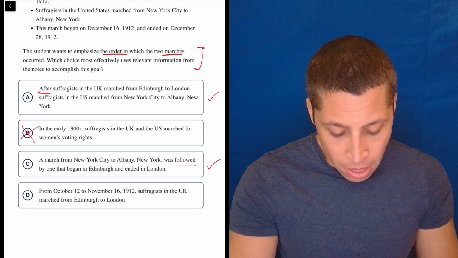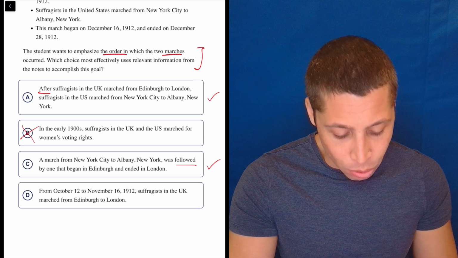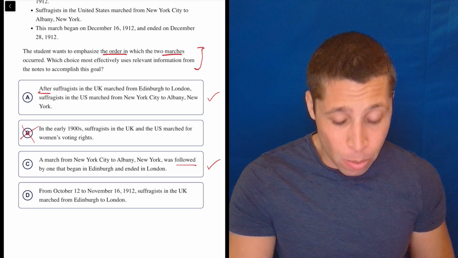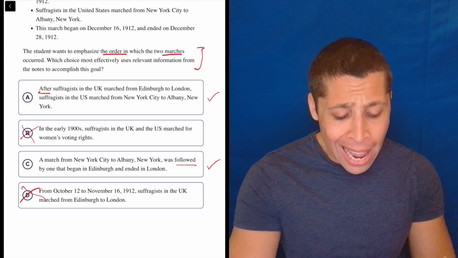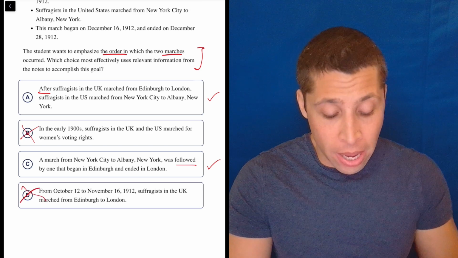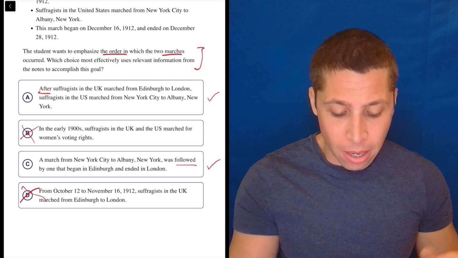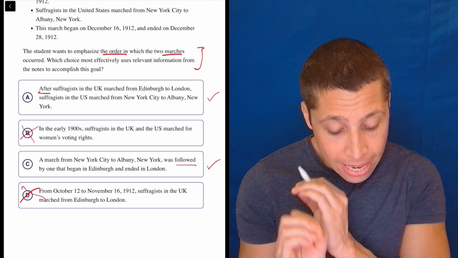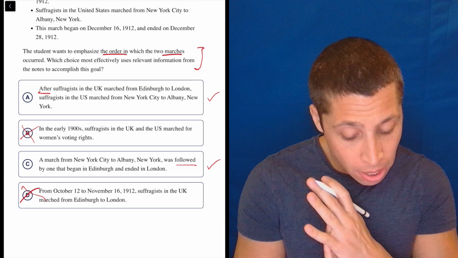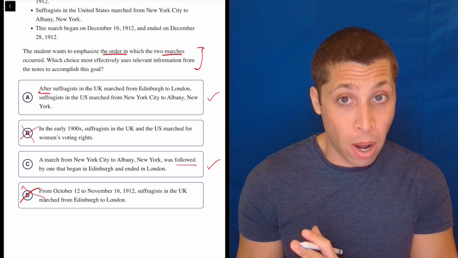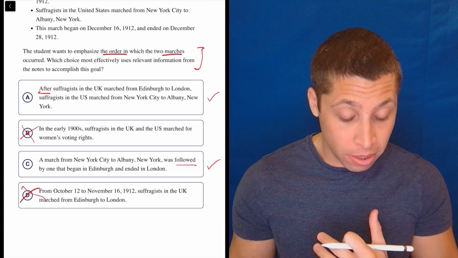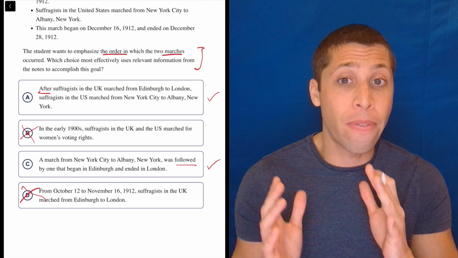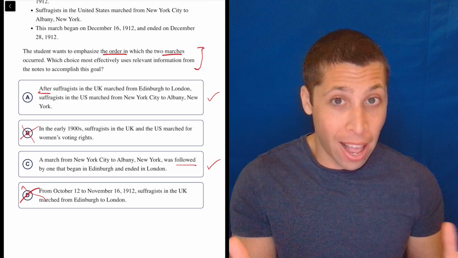Let's look at D. From October 12th to November 16th, 1912, suffragists in the UK marched from Edinburgh to London, but it doesn't say anything about the US one, so I don't care. Now, the first thing I would do is make sure there wasn't some sort of extra goal in the question, right? Did they ask me to do anything else besides emphasize the order? No, that's the only thing they want. Now, when I go to the choices, I might think, do they say the same thing, right? If they provide different facts, then I have to worry about that, right?